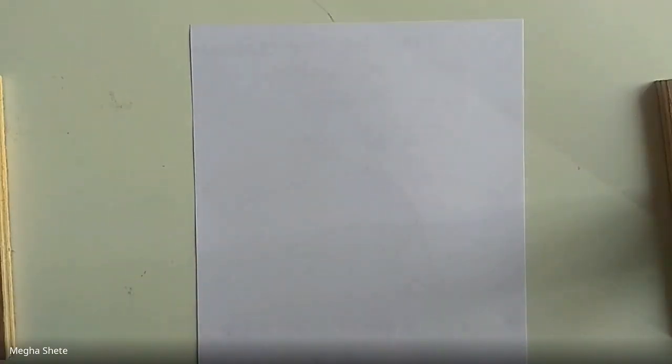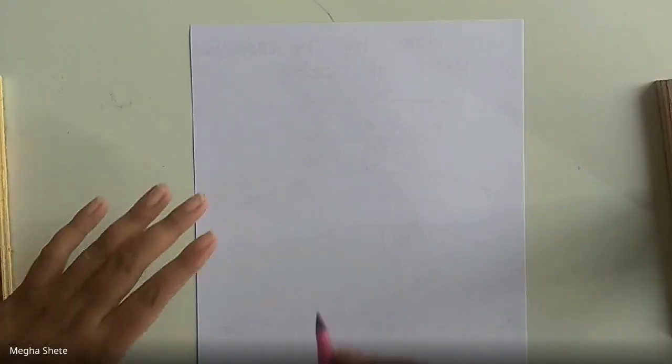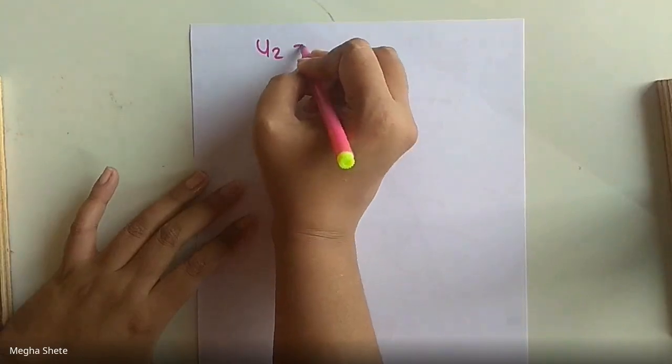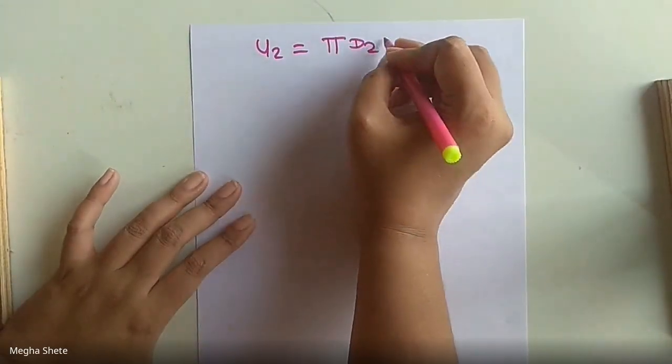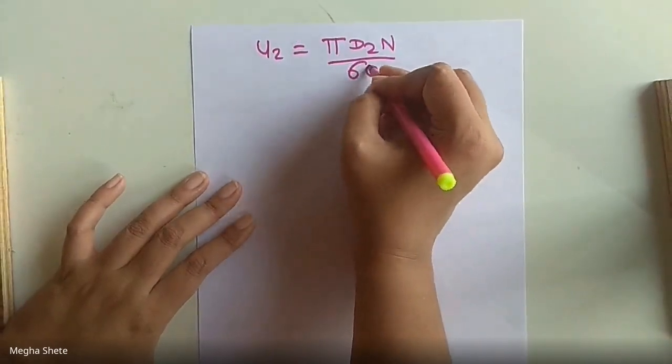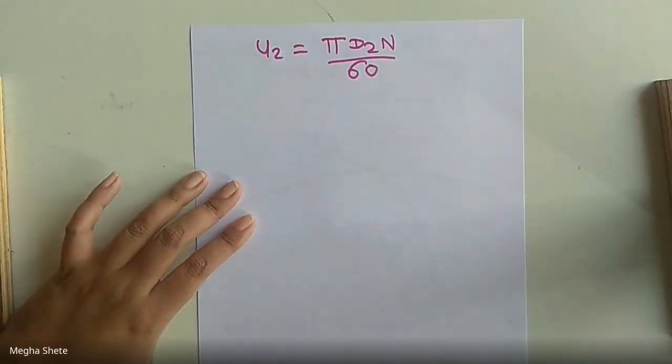Now D2 is equal to diameter of impeller at the outlet. U2 is equal to tangential velocity of impeller at the outlet. Then U2 is denoted by the formula pi D2 N divided by 60.